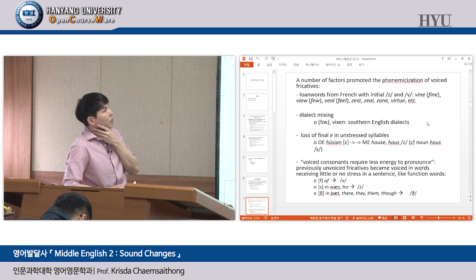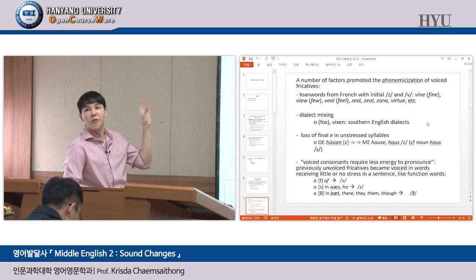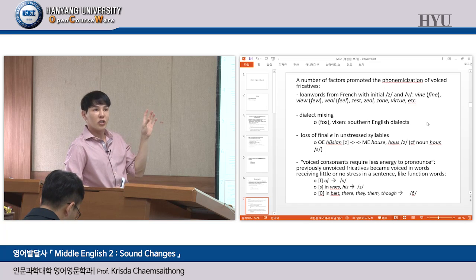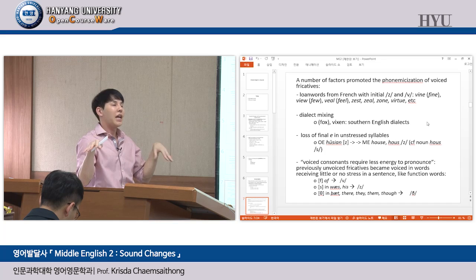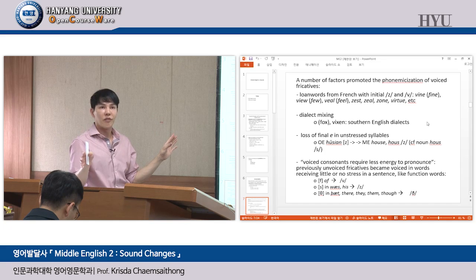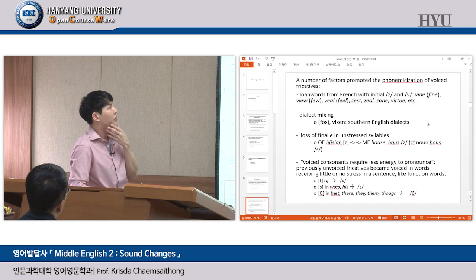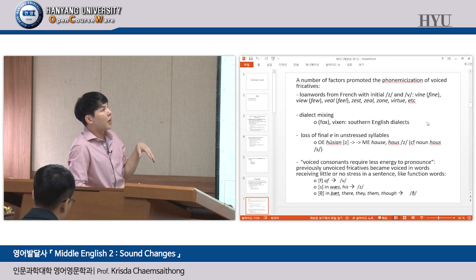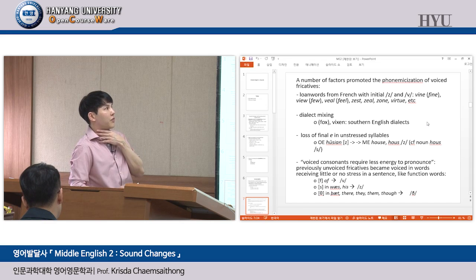Now in Middle English, they came to be full phonemes. So you have a contrastive set between F and V, S and Z, and the voiceless TH and the voiced TH. They have become phonemes, okay? Not just allophones in Middle English. And there are a number of factors that promoted the phonemization of voiced fricatives.